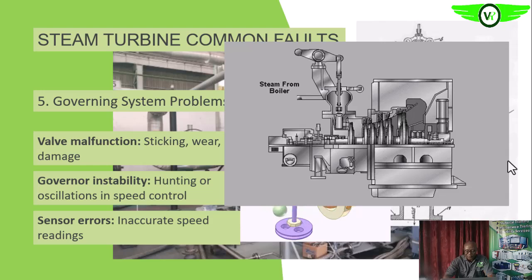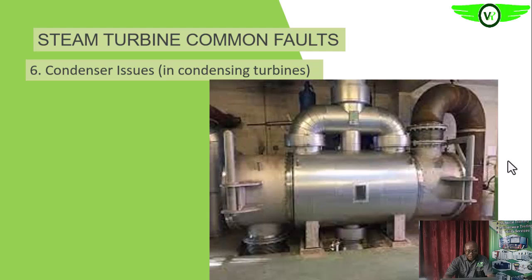will function properly again. So the last that we are going to be looking at, the fourth condition, is that of the condenser. Condenser issues of the condensing turbines. Remember, we said earlier that the condenser is a heat exchanger. So all the problems associated with heat exchangers, as you can see, will also be associated with the condenser.